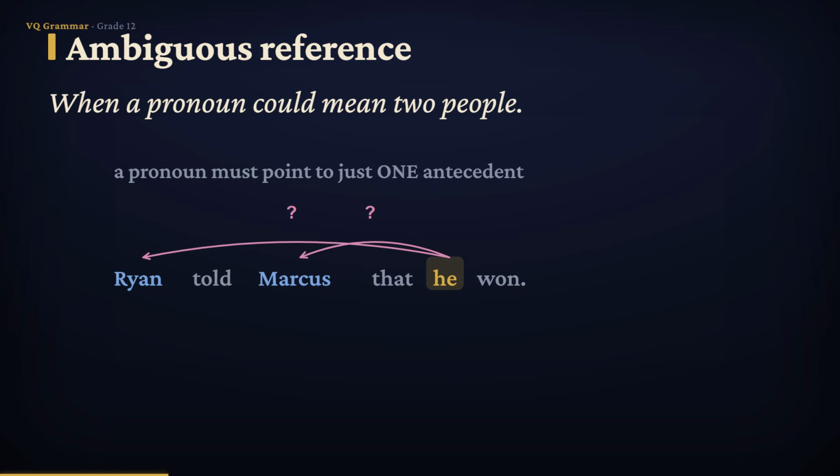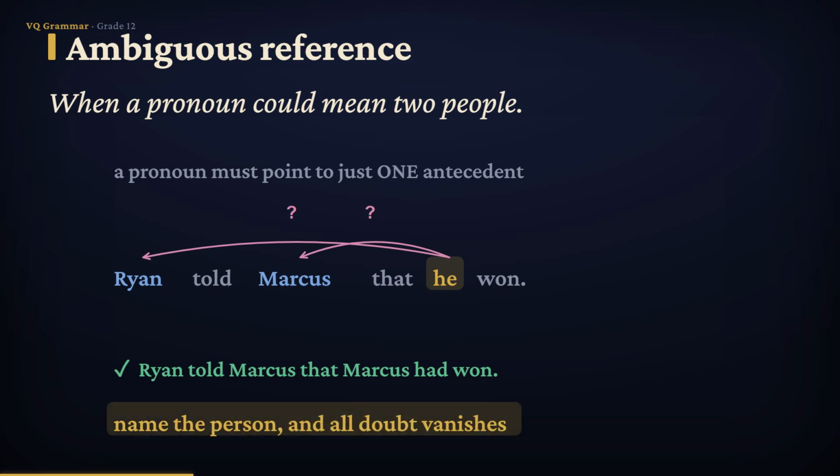There are two easy fixes. You can rearrange the sentence, or, simplest of all, you can just name the person. Ryan told Marcus that Marcus had won. Now there's no doubt at all. When two people are in play, name the one you mean, and all doubt vanishes.